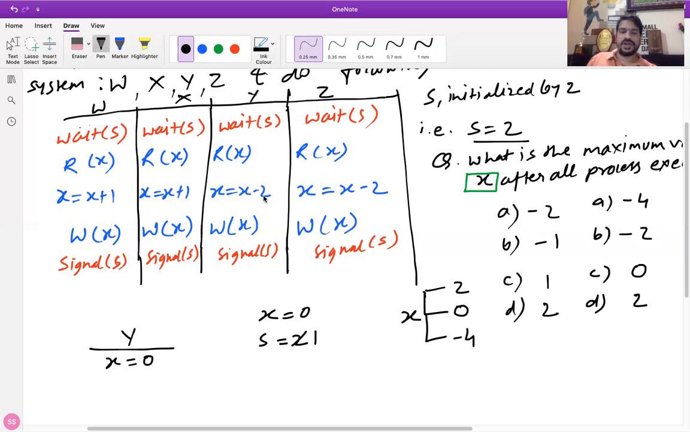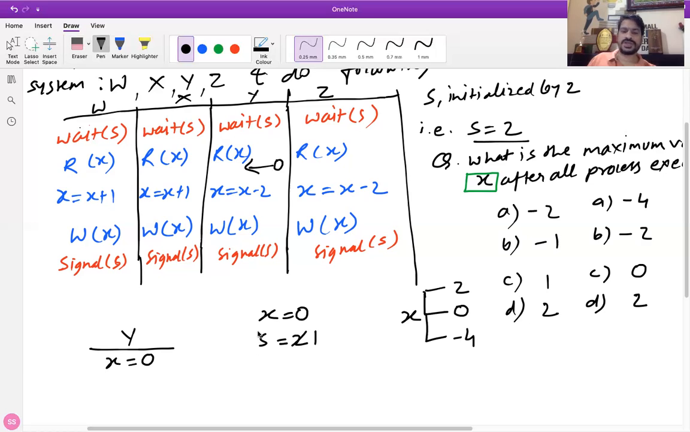It will decrement the value of x by 2. So it will become -2, and it will write this particular value into x. That is the process of y. Now what will happen is, we'll not do the updation. Instead, we'll just read the value of x here, and then at that particular point, we'll just do preemption.